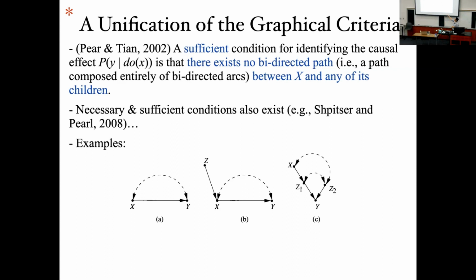Now let's look at more examples. Remember this example right here. Later, you can see that under some assumptions, you can still identify the causal effect of X on Y, although in the general, non-parametric case, we cannot, because this condition is not satisfied.